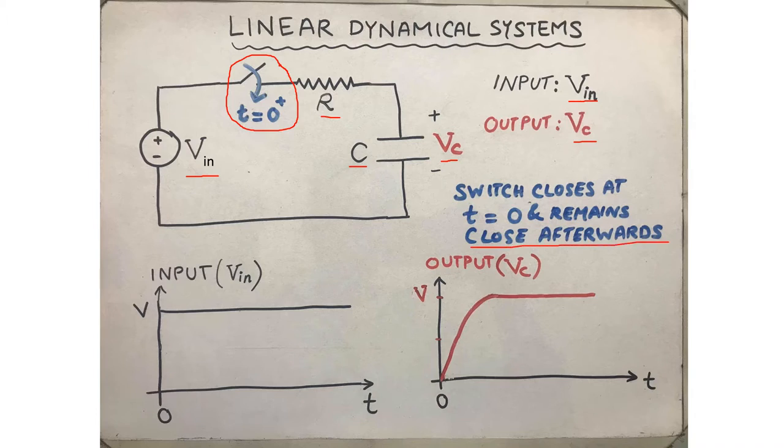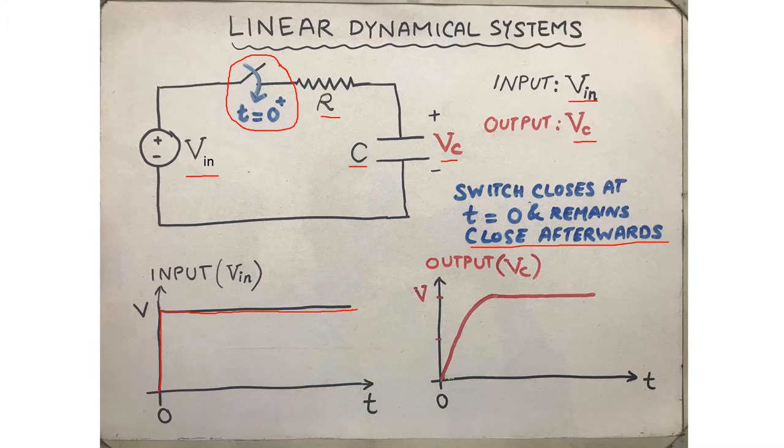Now let us analyze the output that is available when we have a specific kind of input. The input in this case is known as the step input, and it will be discussed in detail later in the lecture. This is a step input which instantaneously jumps from 0 volt to V volt and then remains steady at V volts afterwards.